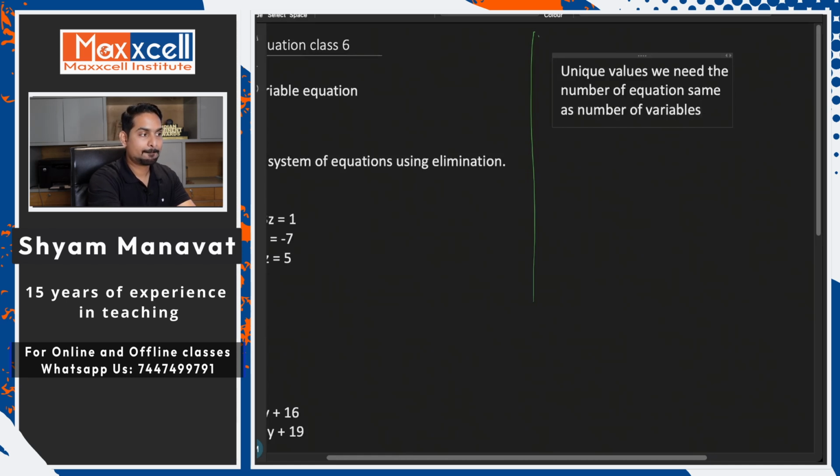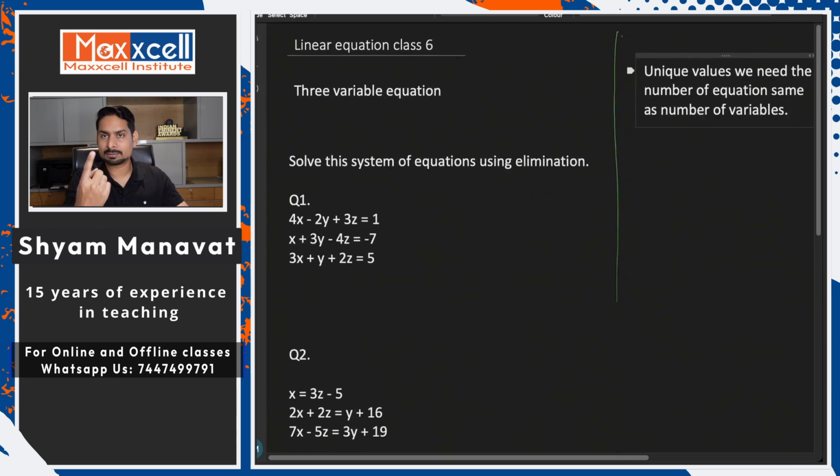What does it mean? It means if there is one variable, one equation is enough to get the value of that particular variable. If there are two variables, then you require two equations to get the value of individual variables like x and y. If you got three variables, then you got to have three equations to get the value of x, y, z. Okay. So let's see how do we solve this.